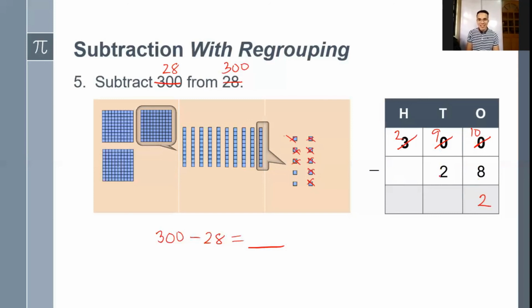9 tens, take away 2 of them. 1, 2. 9 minus 2 is 1, 2, 3, 4, 5, 6, 7. 200s, take away nothing. It's 2. Therefore, 300 minus 28 is 272.